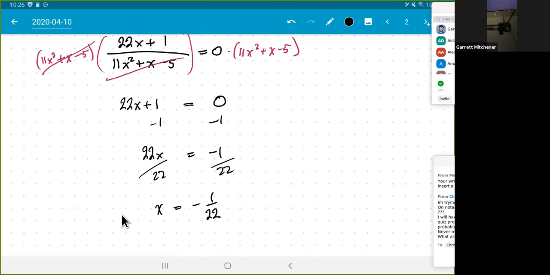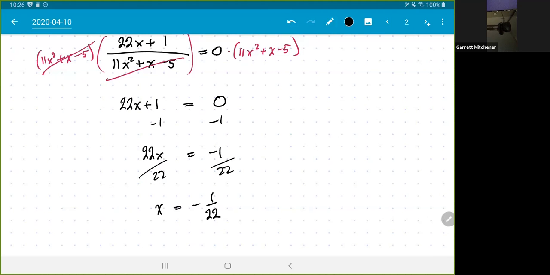Okay, so any questions so far about this? Okay, now negative 1 over 22, let me grab the calculator here. I have a vague idea of what that is, but I may as well use the calculator. That is, and it repeats, it's an easy repeating thing here, so negative 0.045.